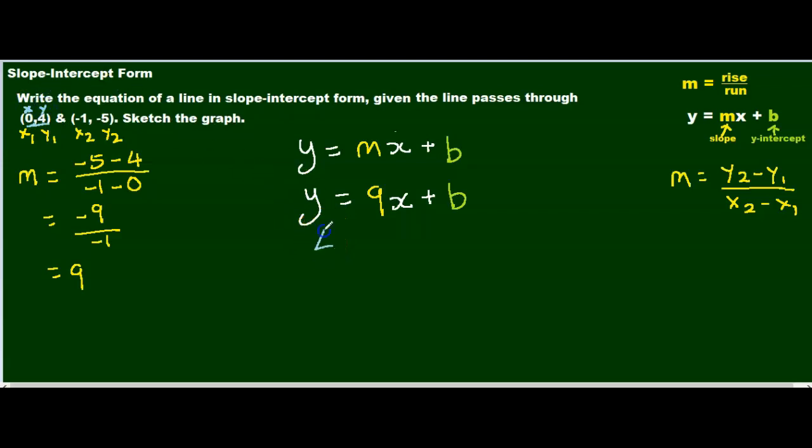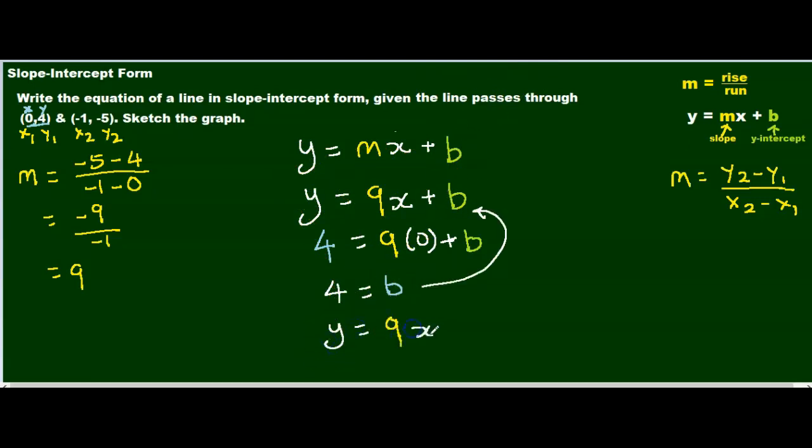So my y is 4 equals 9, now my x is 0, plus b. So I'm left with 4 equals b. And I can plug it back into my equation here. Okay, so y equals 9x plus 4. This is the equation of my line.